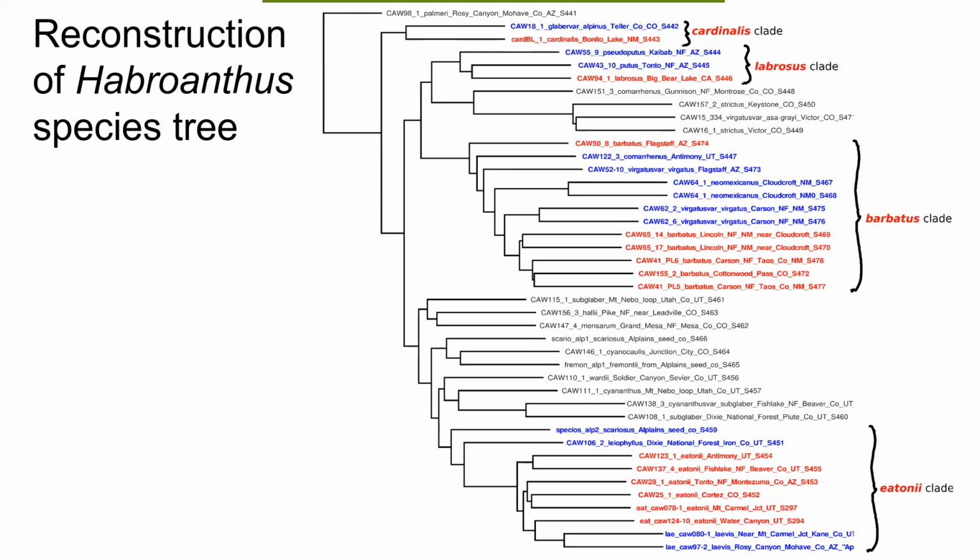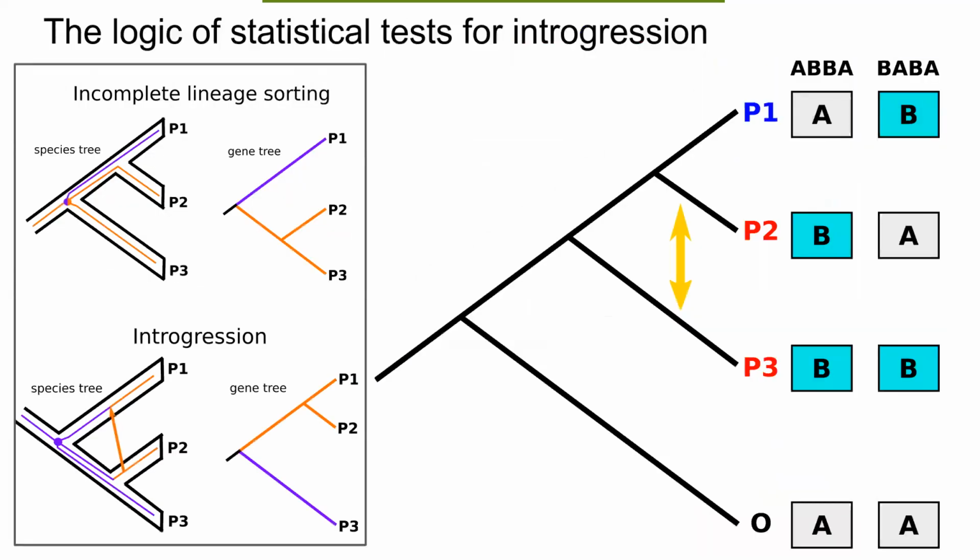And all of these have pretty much 100% support on the nodes, so I didn't put supports on there. Interestingly though, as you might expect, given what I said about incomplete lineage sorting, most of the gene trees don't exactly match the species tree. There are some that do, but most of them don't. And that's not surprising.